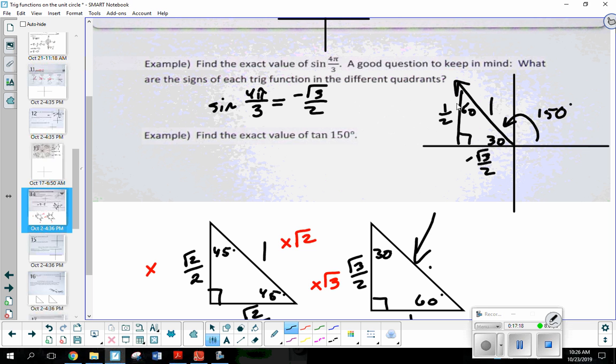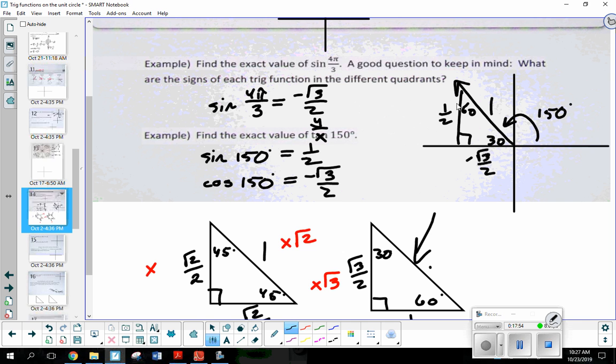So now here's the thing. If I said I want sine of 150 degrees, remember, sine is the y value. So you would say 1/2. Let's say I want cosine of 150 degrees. Well, what's the x value? Negative square root of 3 over 2. See, if it's cosine or sine, you just have to label the x or the y value. But this one wants what? Tangent of 150. And tangent wants the y value divided by the x value.